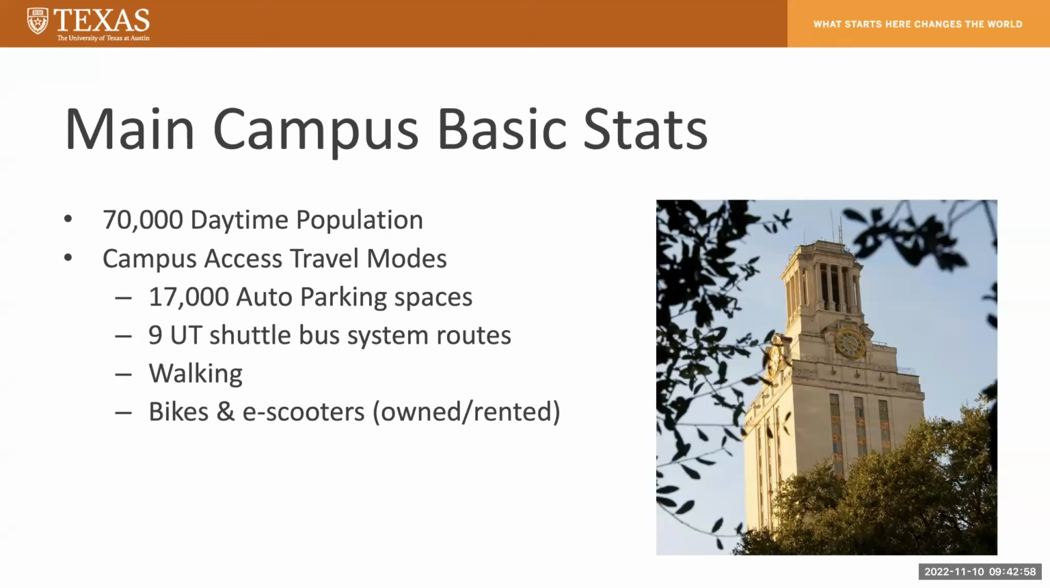A few statistics about the University of Texas campus. We have a daytime population of about 70,000 people. We have on campus about 17,000 parking spaces, and that's divided between about 5,000 that are surface spaces and 12,000 that are in garages.